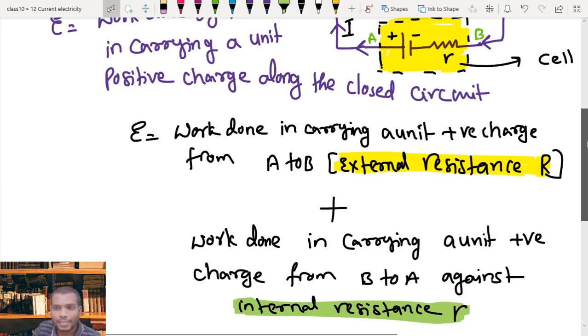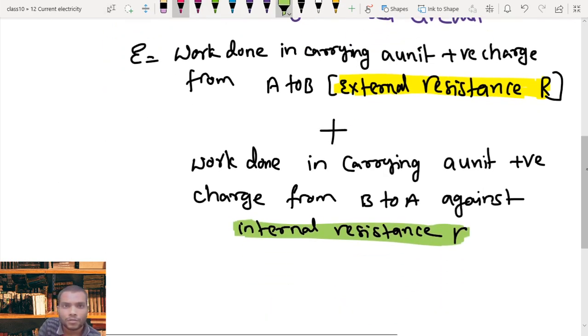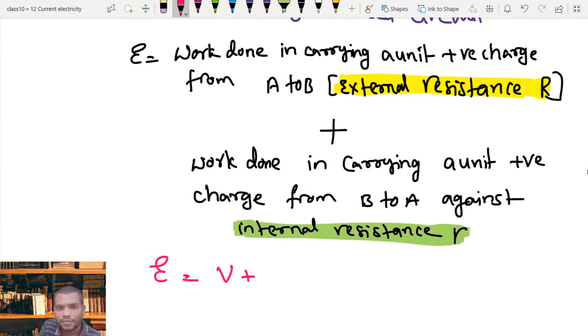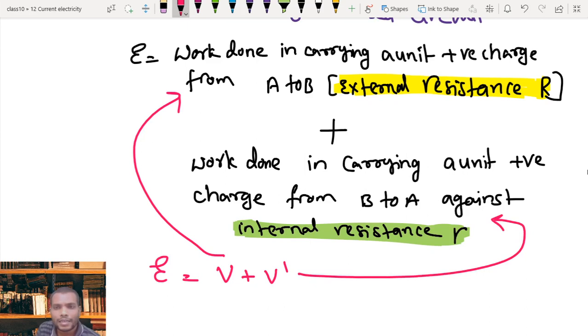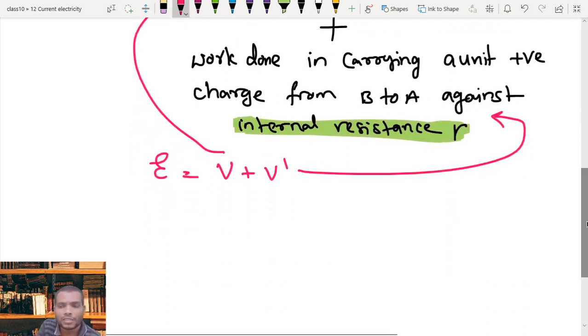So if you write this expression mathematically, suppose I take that EMF E equal to V plus V dash. Here V is the work done in carrying a unit positive charge from A to B. That we also define as potential, and here V dash is the work done in carrying a unit positive charge from B to A against the internal resistance. So here I need to find out what is V. We can find that by using Ohm's law.